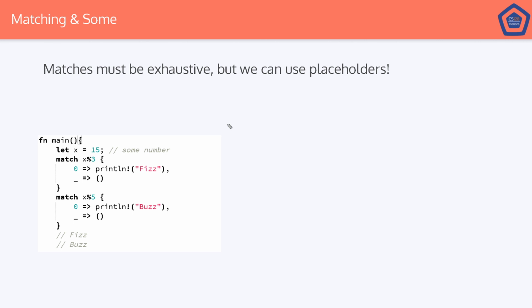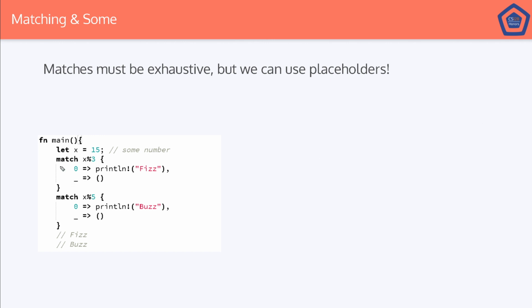Matches can be exhaustive, but we can use placeholders. What I mean by this is when we enter a match statement, something needs to match. We can't enter and exit without something matching. But we can use the underscore placeholder to say, okay, everything else will match here.